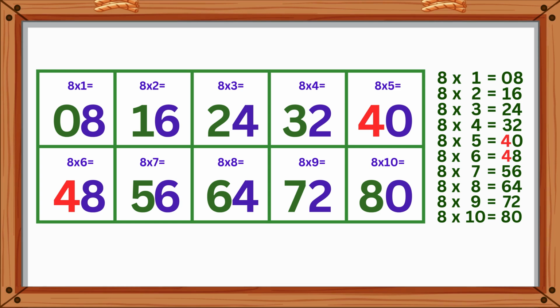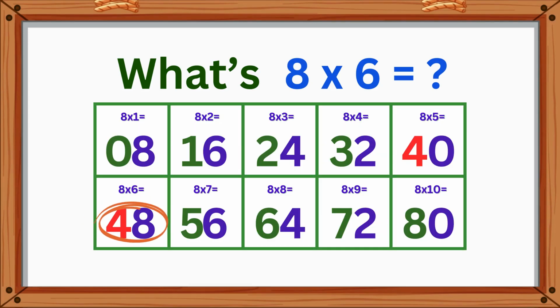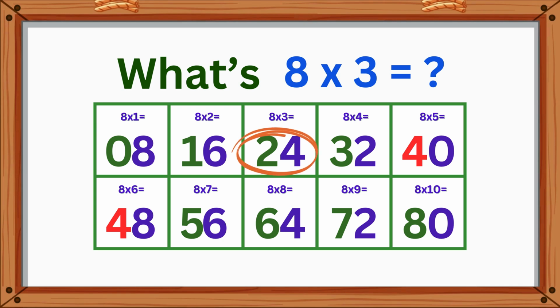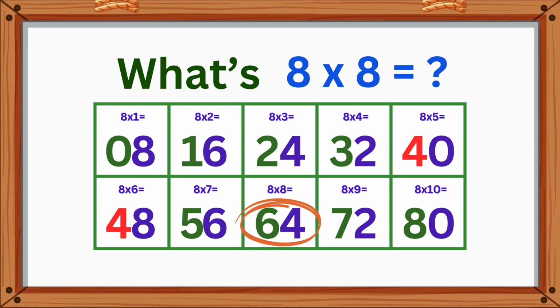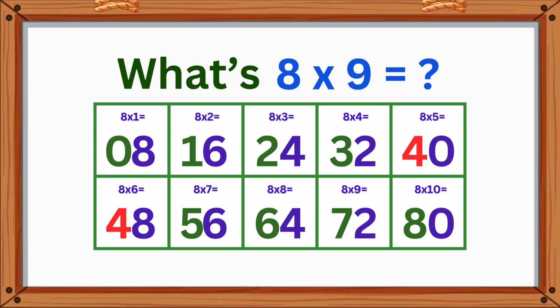Let's put it to the test with a few examples. What's 8 times 6? It's 48. What's 8 times 3? It's 24. What's 8 times 8? It's 64. What's 8 times 5? It's 40. What's 8 times 9? It's 72. Great job!